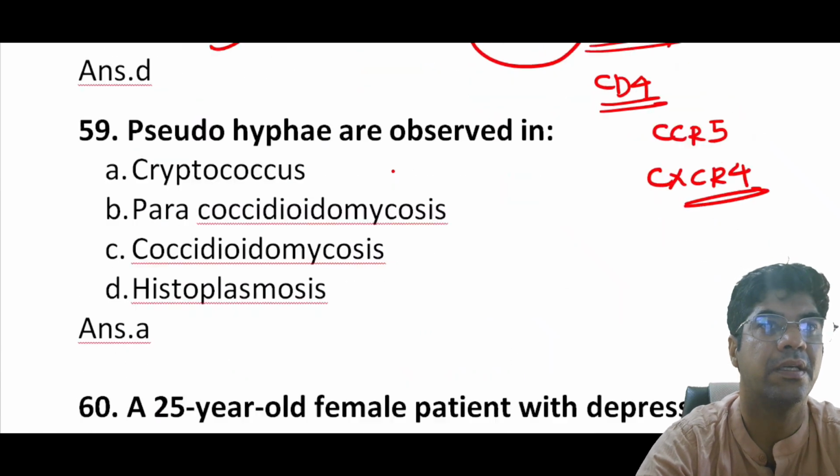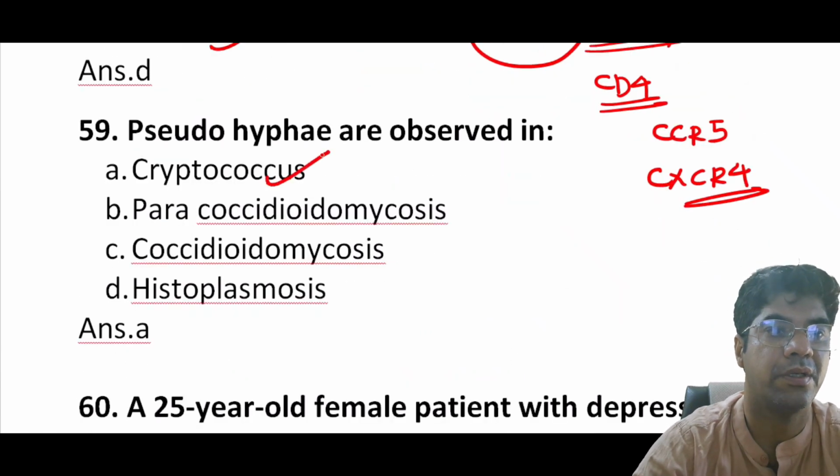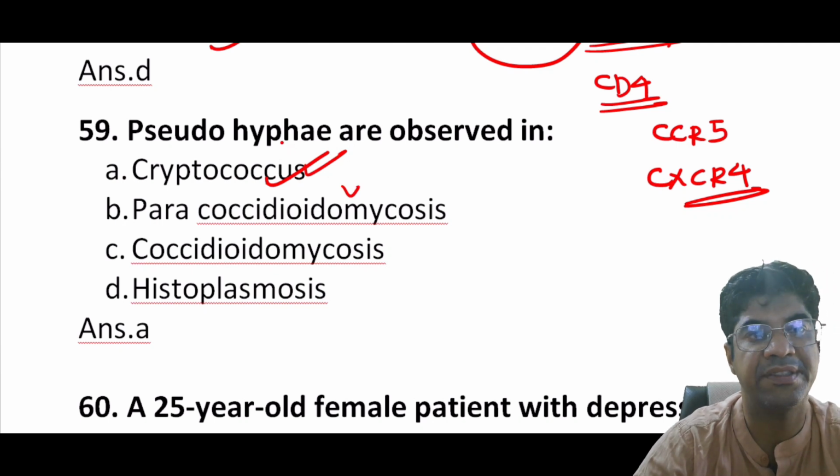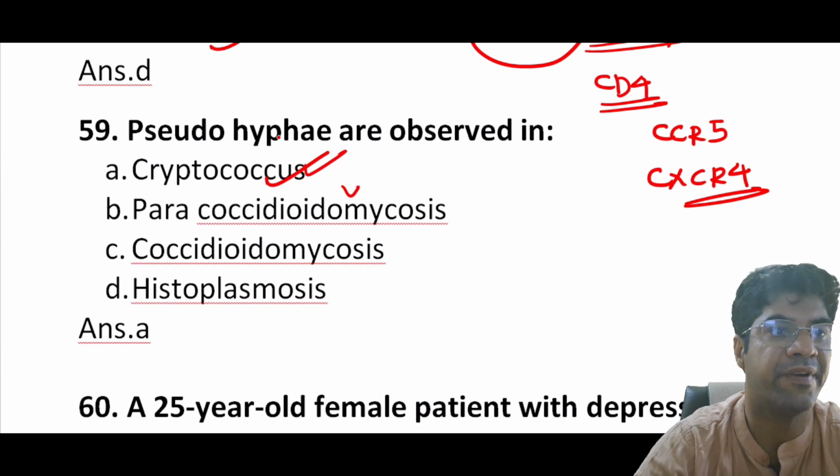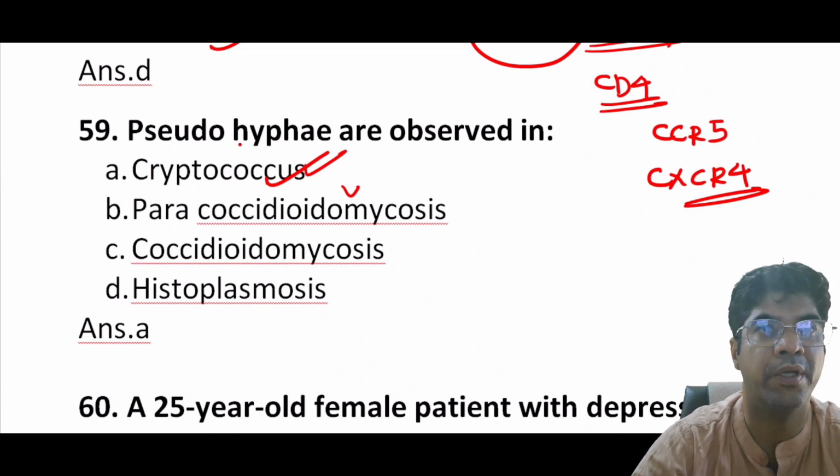Pseudohyphae, they are observed in Cryptococcus. So the most common presence of pseudohyphae is seen with the Cryptococcus. So Cryptococcus, it is a fungal genus that commonly causes infection in HIV individuals, particularly the patients with AIDS. The fungal cells of Cryptococcus, they are encapsulated yeast cells, and on microscope you would see pseudohyphae.